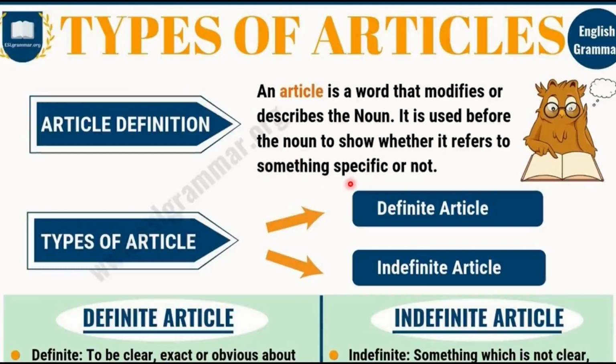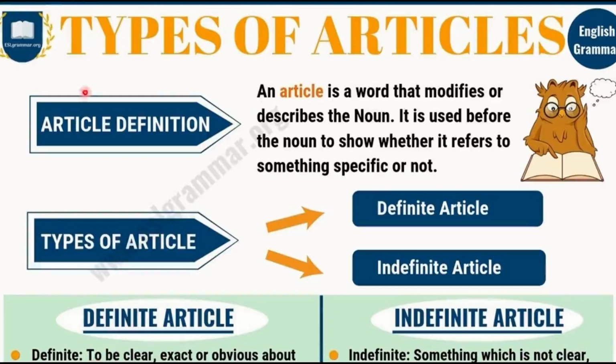Now, the articles are divided into two parts. First one is definite article and the second one is indefinite article. Now let us see what is a definite article. Definite articles are used for nouns or something that is very clear, exact or obvious about something. So like that articles are known as definite article.